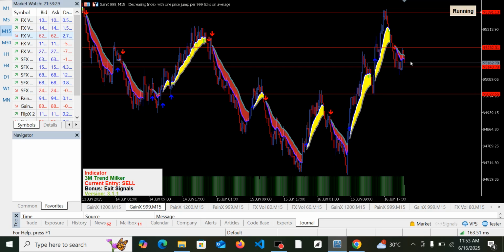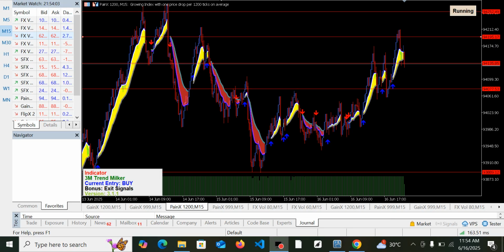If it's unable to break out above this, then it's going to sell more. So at the moment this is selling. Okay, we are most likely to find it around here. Okay, and if it breaks out from here, it's going to sell more right from there. So this is still selling at the moment. Okay, we should take note of that. So the next asset is going to be PayNext 1200.